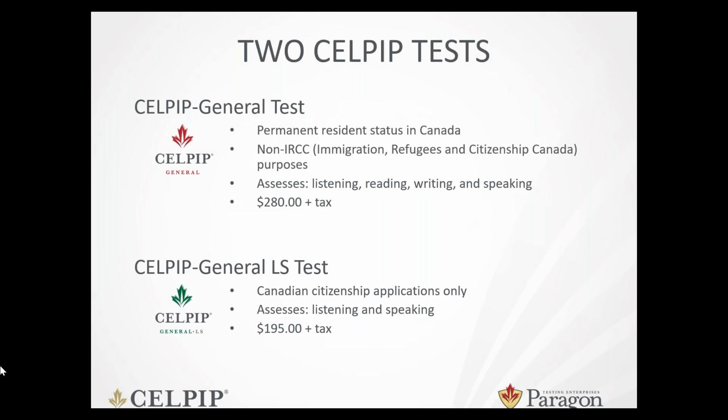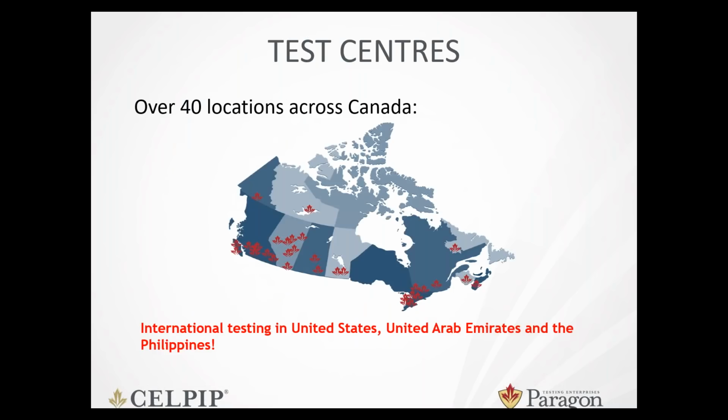And you'll be able to register for the CELPIP test on our website at www.celpip.ca. Now, a popular question that we get a lot is, where can I take the test? So we have over 40 locations across Canada. Pretty much every major city in Canada has multiple test centers.